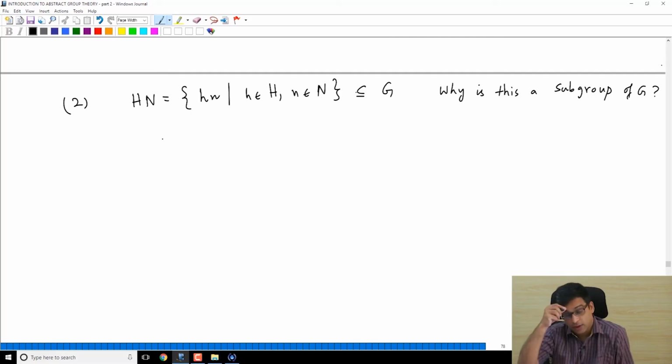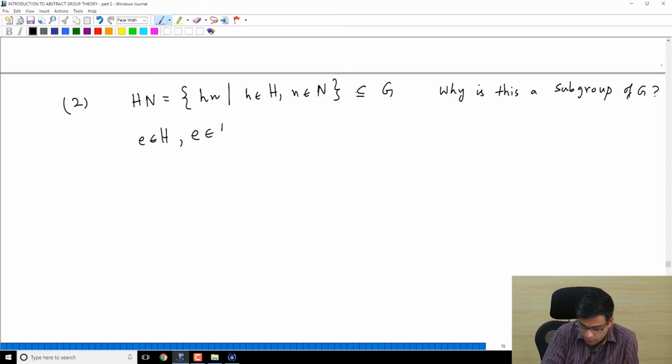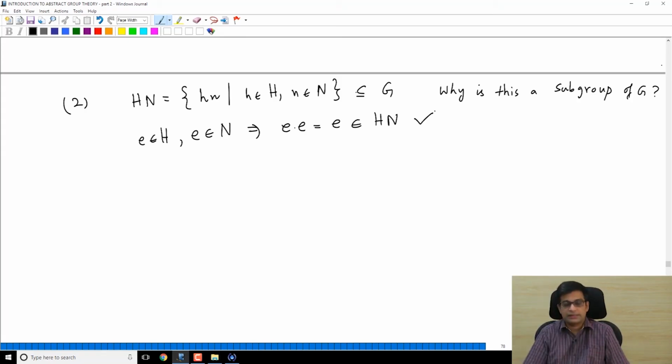Okay, let's check one by one the required properties. e belongs to H and e belongs to N. Certainly that is because both of them are subgroups. So e times e is e, which is in HN. Remember, in order to be a subgroup, capital HN must contain the identity element, it must be closed under multiplication, it must be closed under taking inverses. We have checked that it contains the identity.